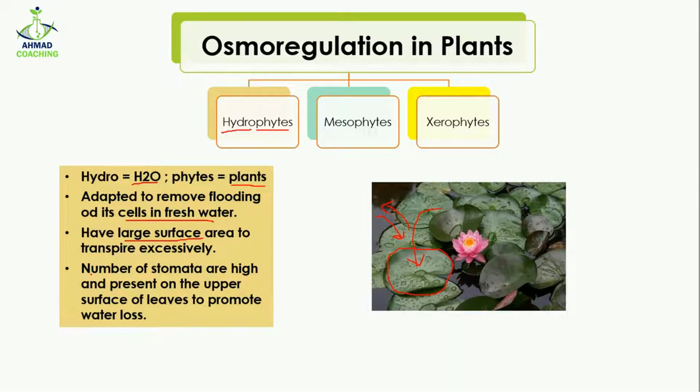Moreover, they have a large number of stomata, and these stomata are present on the upper surface of the leaves to promote water loss. They are present on the surface area, not under the water but at the surface of the water. Because of these adaptations, hydrophytes are able to live in the aquatic environment.